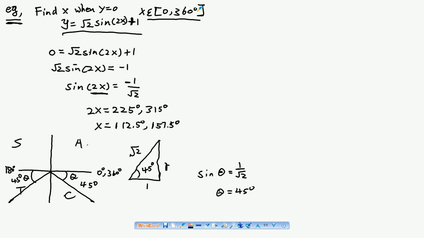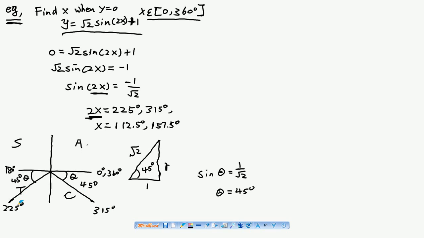Now from this information we found, the answer is not finished, because the domain is from 0 to 360 degrees, and we have a 2x there, so we just need to check some values out. Let's go back to this step. When we use our unit circle, we found two angles in a period of 360 degrees, which are 225 degrees and 315 degrees.